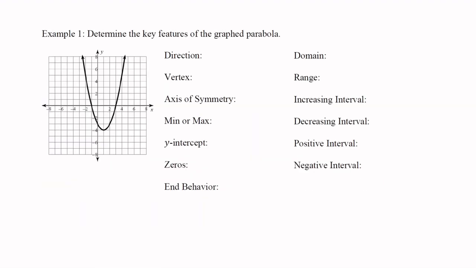Let's determine the key features of this graph parabola. So the direction, since it's pointing upward, is concave up. Our vertex is located at the point (1, -4). The axis of symmetry is along the line x equals 1. We do have a minimum at y equals -4. Now, make these two connections. The x value of the vertex is your axis of symmetry. The value of your max or min is the y value in your vertex.